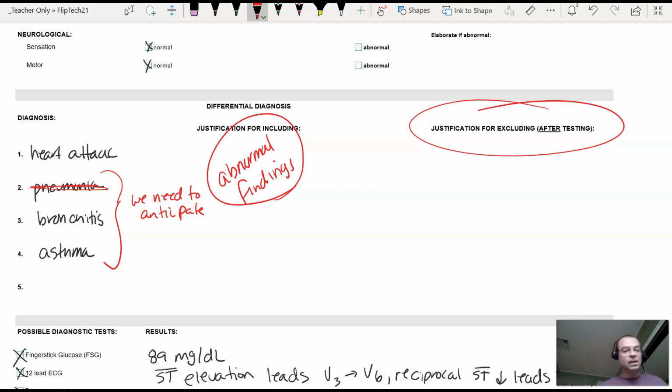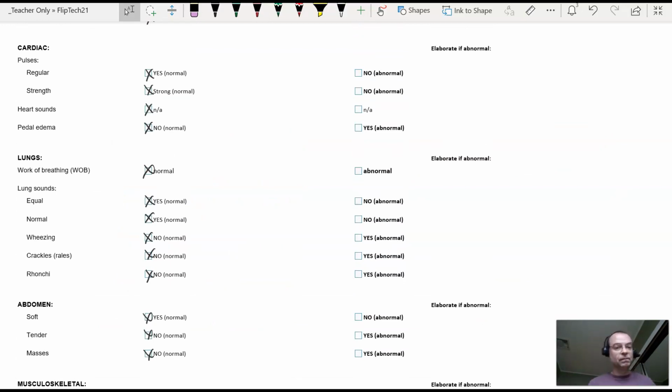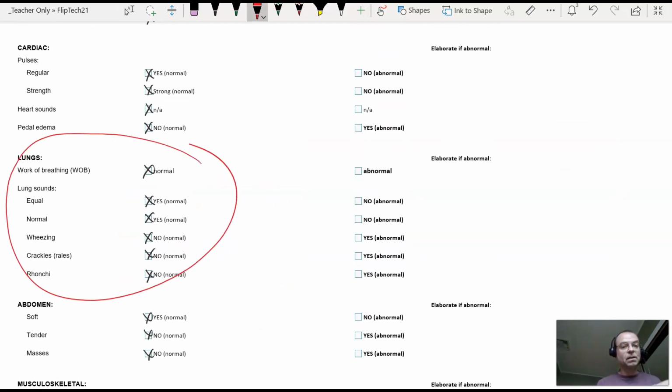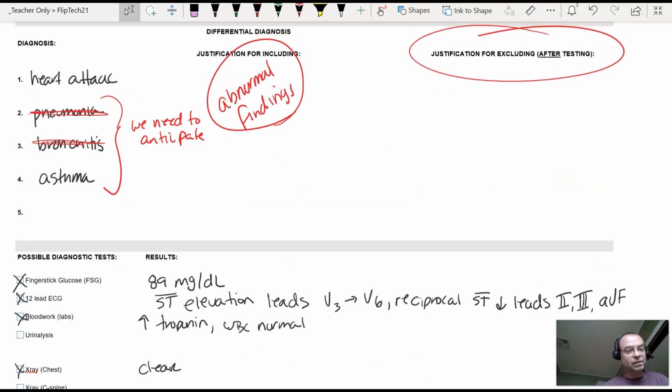For the same reason, we can cross off bronchitis. In addition, the lung sounds were normal. When we go back up here, lung sounds were normal. Okay? And for that reason, we can also cross off asthma. His lung sounds are normal, chest x-ray is normal, everything's normal so far.